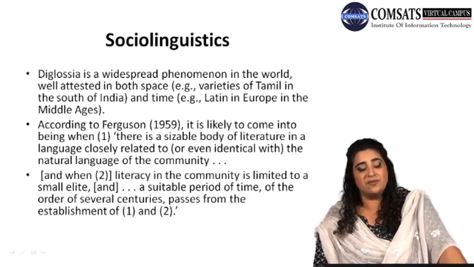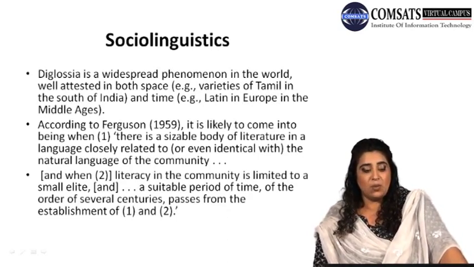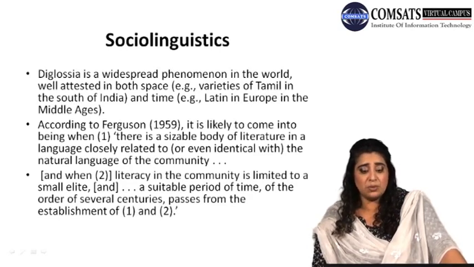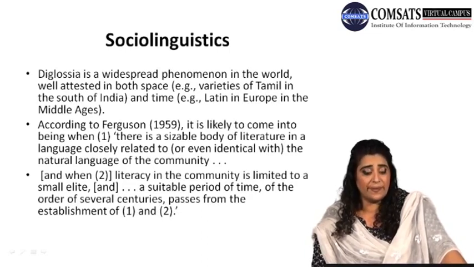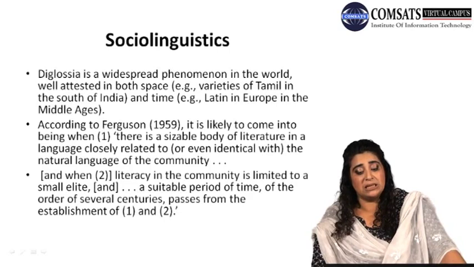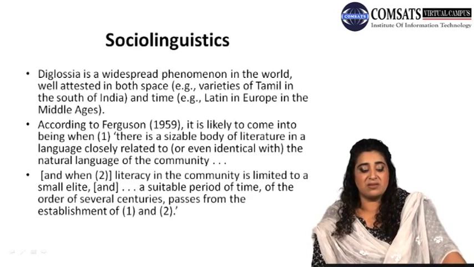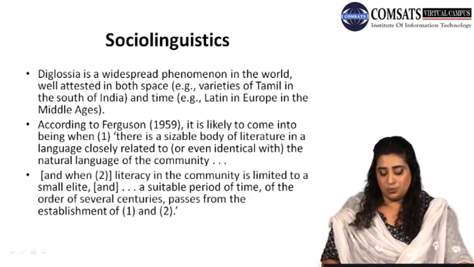So according to Ferguson in 1959, diglossia is likely to come into being when, number one, there is a sizable body of literature in the language closely related to, or even identical with, the natural language of the community. That means that more literature is available in that language. And number two, when literacy in the community is limited to a small elite, and a suitable period of time has passed, of the order of several centuries, the situation passes from the establishment from one to two.